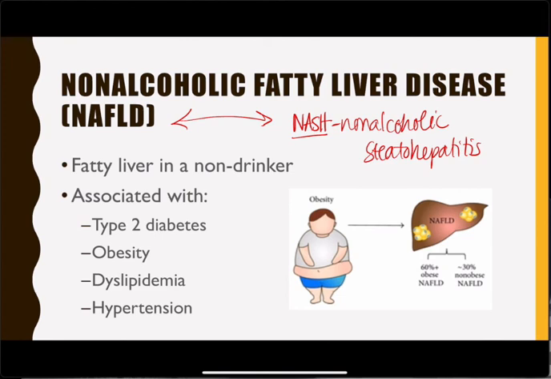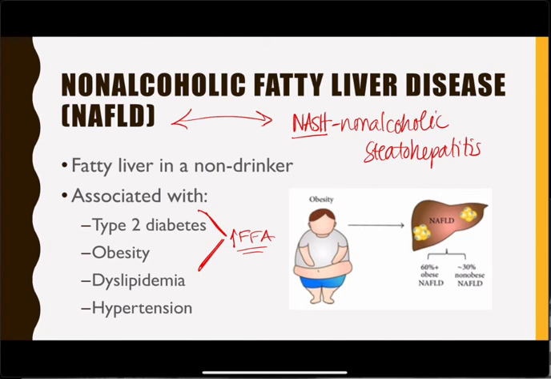So the reason this is becoming so much more prevalent is that it is associated with type 2 diabetes and obesity, especially central obesity. So these two kind of come together, and when you have these disorders, you have increased mobilization of free fatty acid. So there's more free fatty acid in the circulation.